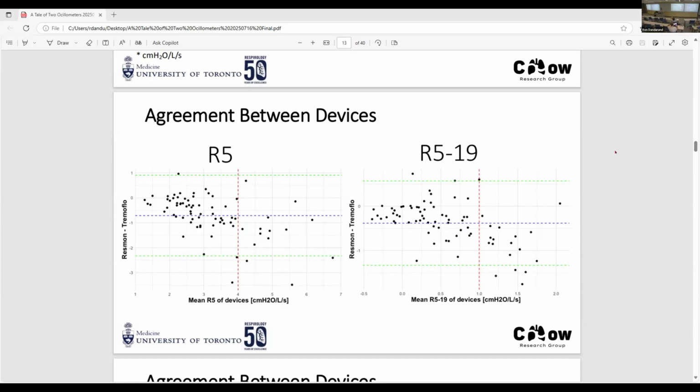For the R5 to 19 parameter, the bias is once again below 0, indicating the Resmon device again finds lower values. After a mean R5 to 19 value of 1, there's a downward trend again away from 0, indicating that the agreement also declines after this point.